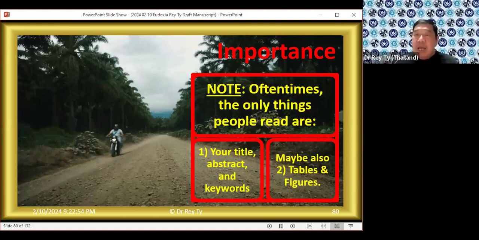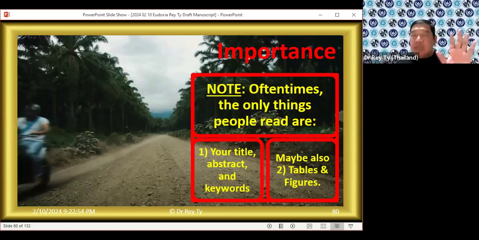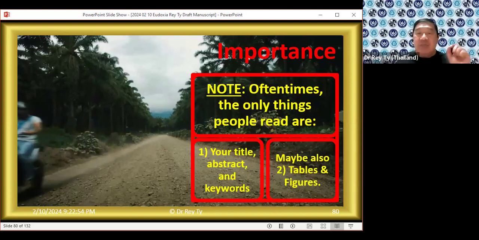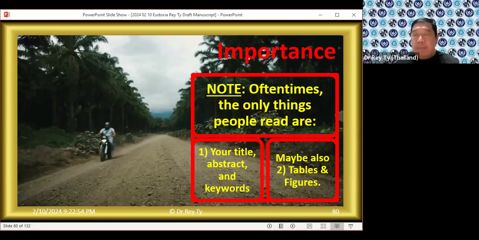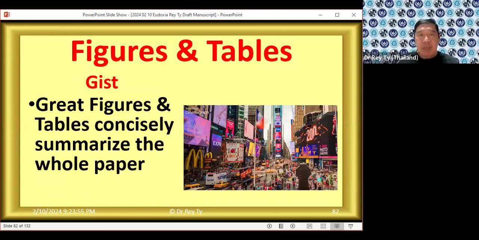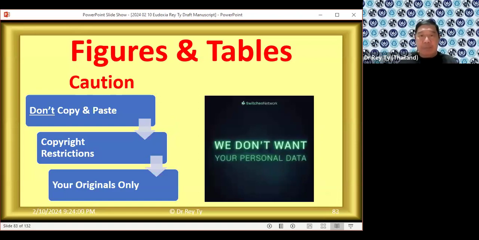But secondarily, your tables and figures must summarize what you are saying in so many pages, in so complex terms. So these are the most important parts of your research for the common reader who has no time to read everything else. So many journals require both tables and figures. Okay, great figures and tables concisely summarize the whole paper. Okay, do not copy and paste other people's tables and figures. You're not bringing in something new. In fact, there are copyright problems.